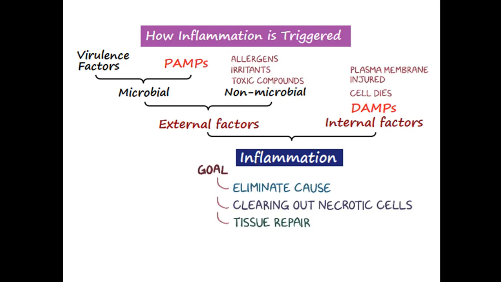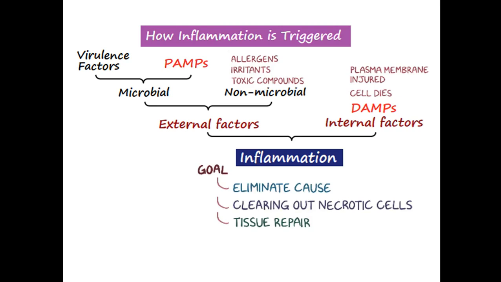If they can't do so, the inflammatory reaction cannot be initiated. So the PAMPs, pathogen associated molecular patterns, are certain components in the microorganisms that are recognized by our immune cells. The external triggers also include certain allergens, irritants, and toxic compounds that are non-microbial. So the external triggers are recognized by the immune cells through the recognition of the PAMPs, pathogen associated molecular patterns.